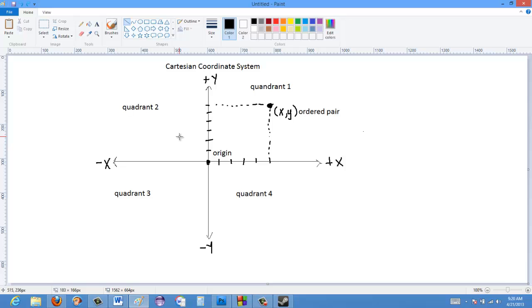Later on in the next few videos, we're going to talk about graphing groups of ordered pairs, so related sets of data, and seeing how the Cartesian coordinate system allows us to analyze that data and see relationships amongst those data.